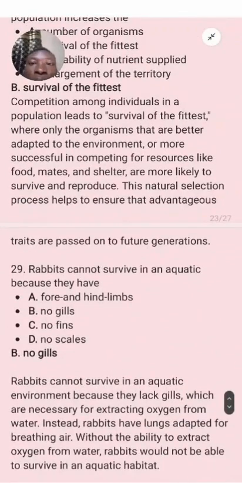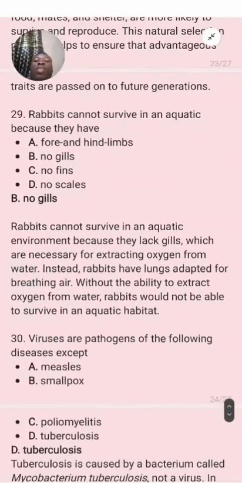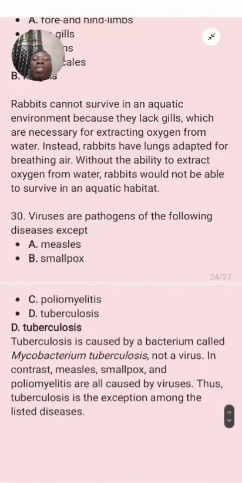Then 29. Rabbits cannot survive in an aquatic habitat because of the same thing we just said concerning fish. Rabbits cannot survive in water because they don't have gills, and fish cannot survive on land because they don't have lungs.